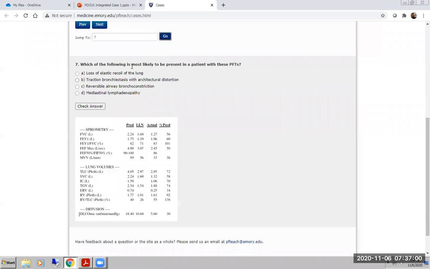All right. So which of the following is most likely to be present? This is asking us to interpret these PFTs and associate a pathology and a pathophysiology with it. So again, let's go to our approach, FEV1 to FVC. Normal. FVC is low. TLC is low. DLCO is low. So before you even look at the answers, what is that telling us right there?